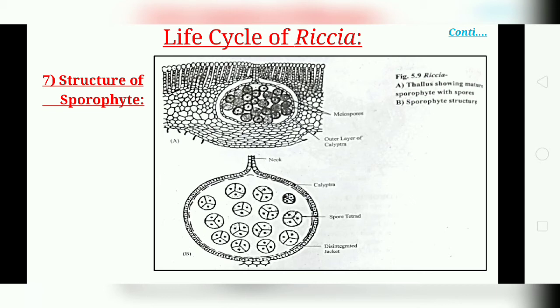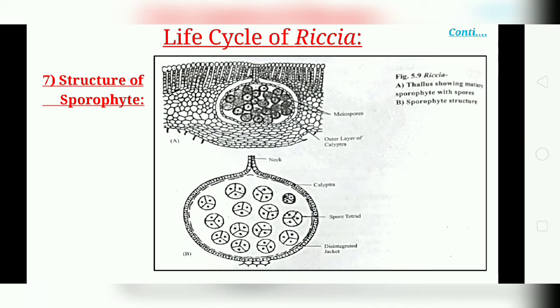Simultaneously, the venter cells divide periclinally and then by anticlinal walls and enlarge in size. The venter forms a two-layered calyptra, which encloses the developing sporophyte. A large number of spore mother cells develop within the capsule. Each spore mother cell divides by meiosis and forms four spores. They are haploid and are arranged tetrahedrally. In the image you can see it.